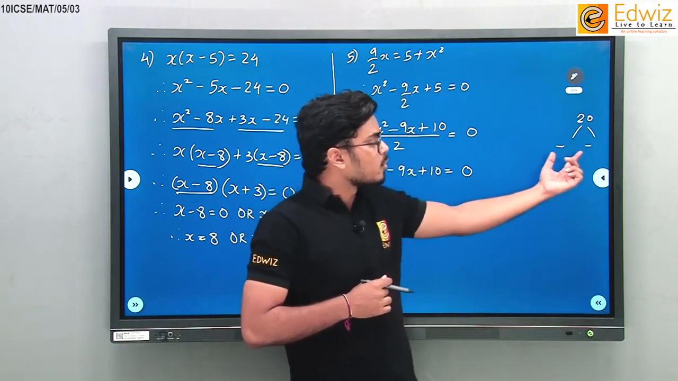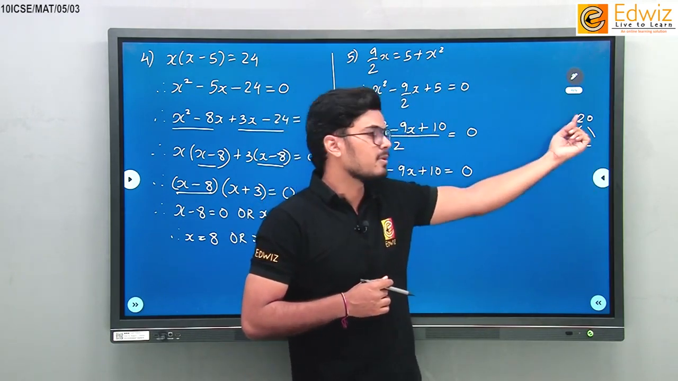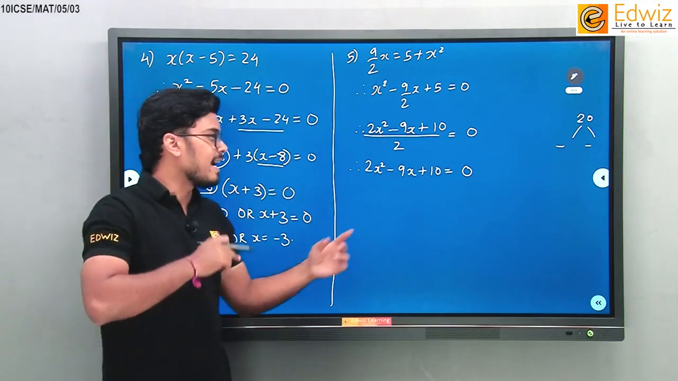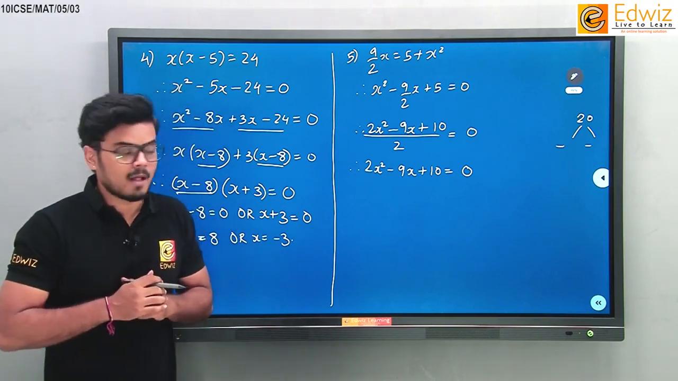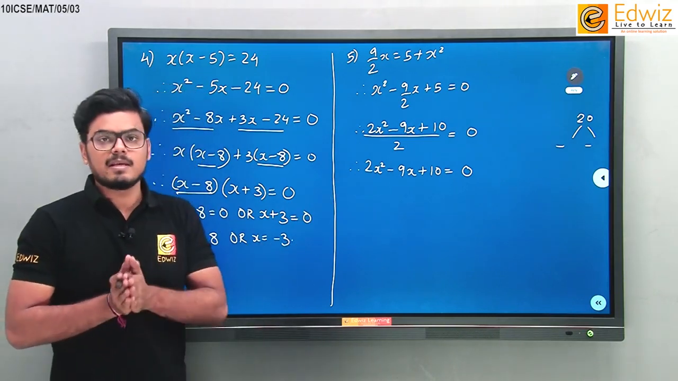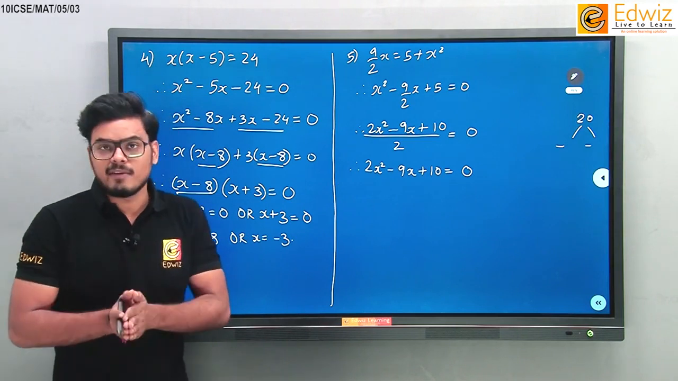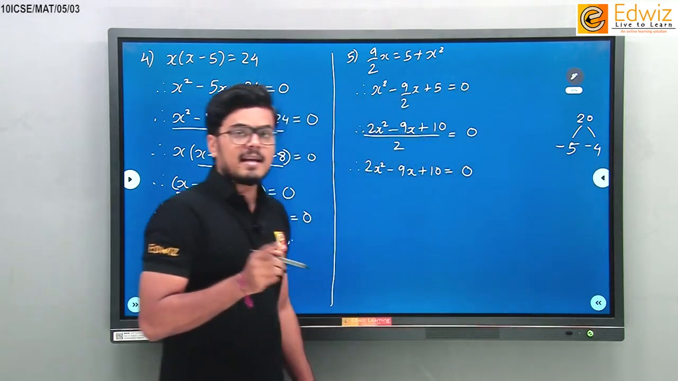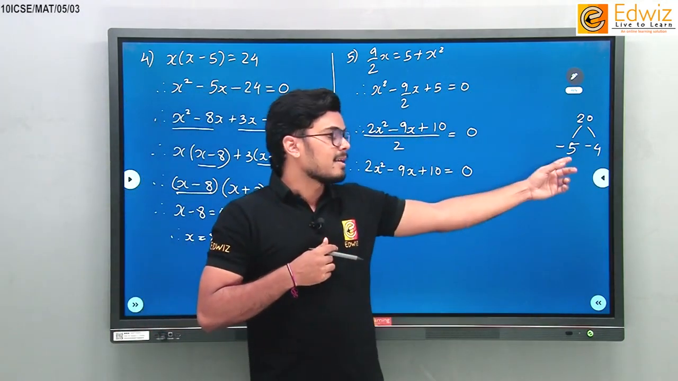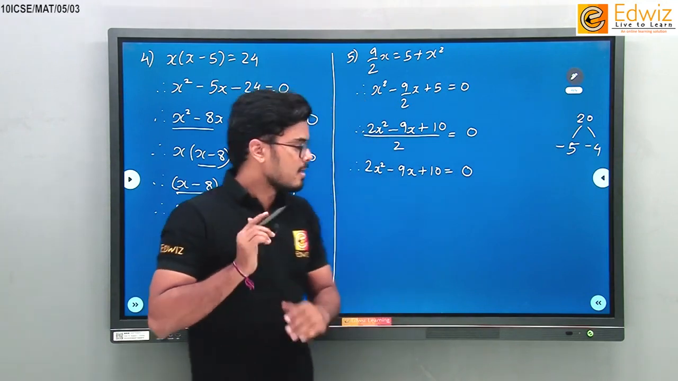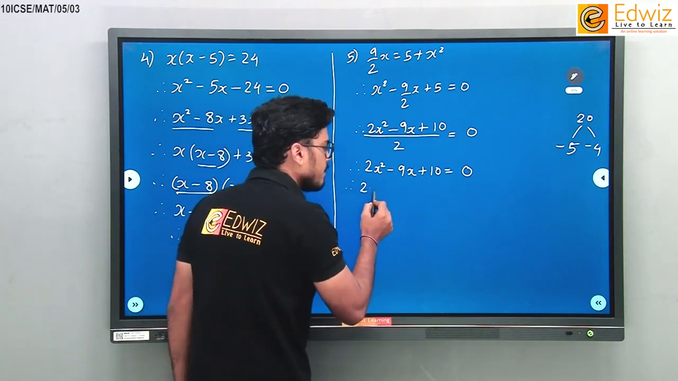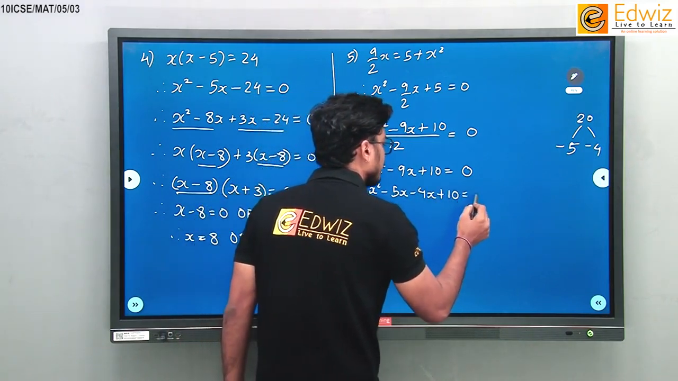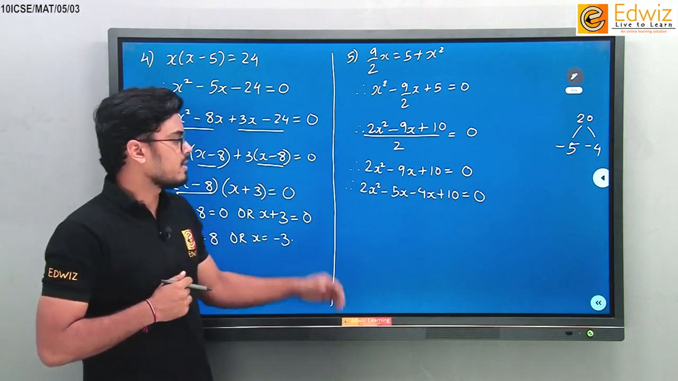What will happen from this? The multiplication of both, minus into minus, will be positive 20. But when we add them, minus and minus, they will get added and they have to become minus 9. So factors of 20, think about them. You will find out 5 multiplied by 4. This is our case here. Okay, because we need the addition to be minus 9. The factors are minus 5 and minus 4, correct? So let us consider them here to split the middle term. Okay, this becomes our equation now.